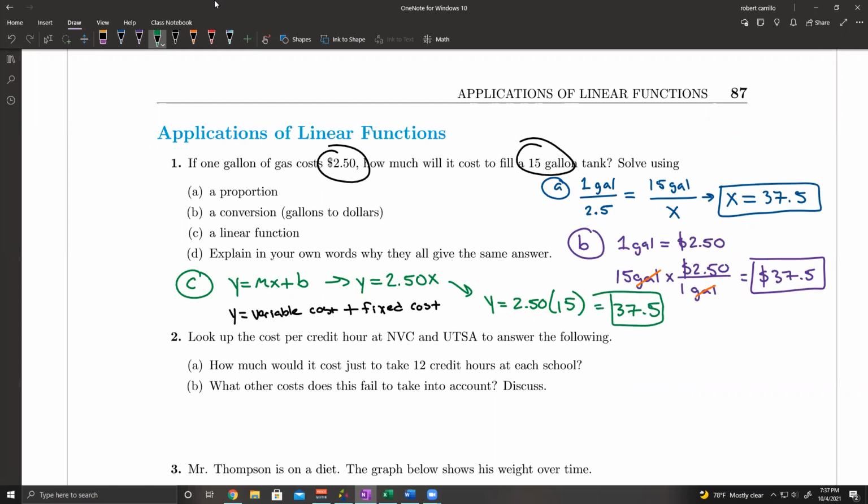I guess this question just wants us to ponder. So D says, explain in your own words why they all give the same answer. What do you guys think? Why do we get the same answer when we use a proportion, a conversion, and a linear function?